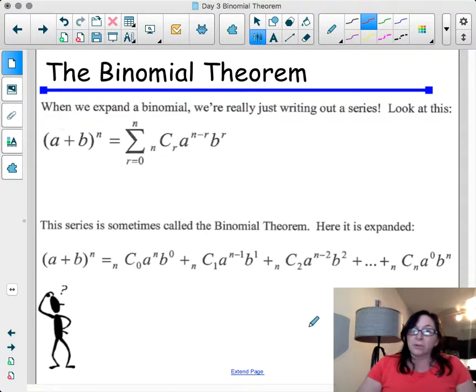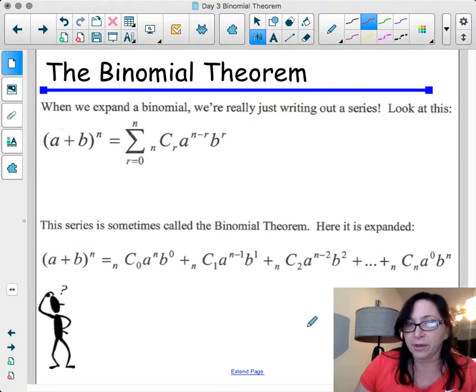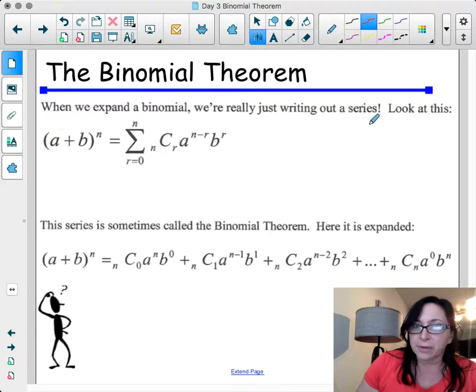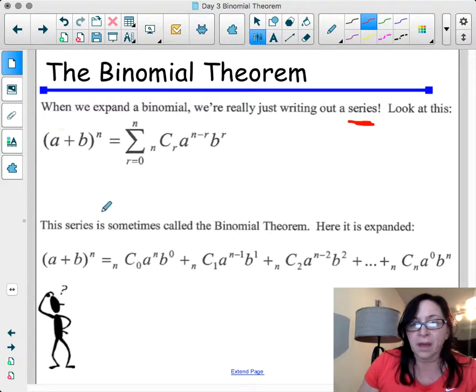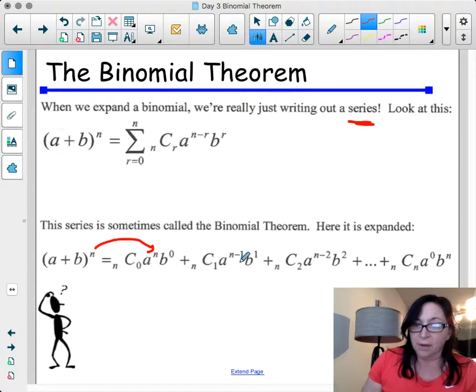So this is the actual formula for the binomial theorem. It's actually a series, which is a sum. And as you can see, we're adding terms. What you can see here is your n, and then the first term starts off at 0. And then these drop down: n minus 1, n minus 2, etc. And these increase: 0, 1, 2.